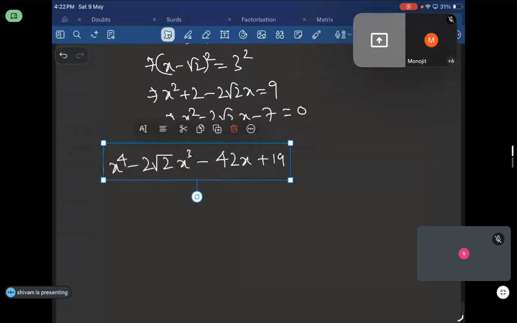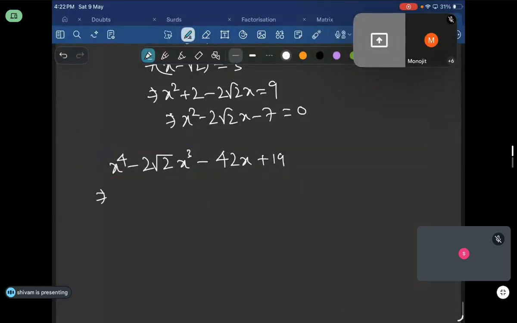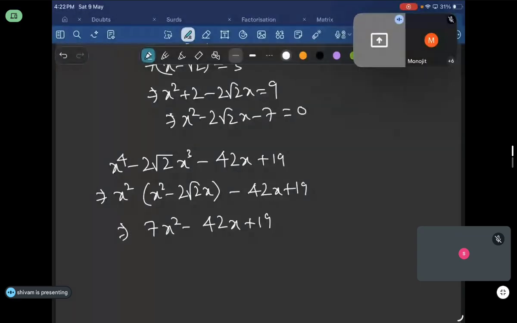In this polynomial, if you take x square common, what are we getting? x square minus 2 root 2 x. What is the value of x square minus 2 root 2 x? 7, right? So substitute, this will become 7x square minus 42x plus 19. Now see, all the coefficients are rational. So you need to get a quadratic with rational coefficient also, right? So how will we get a quadratic with rational coefficient? Tell me.